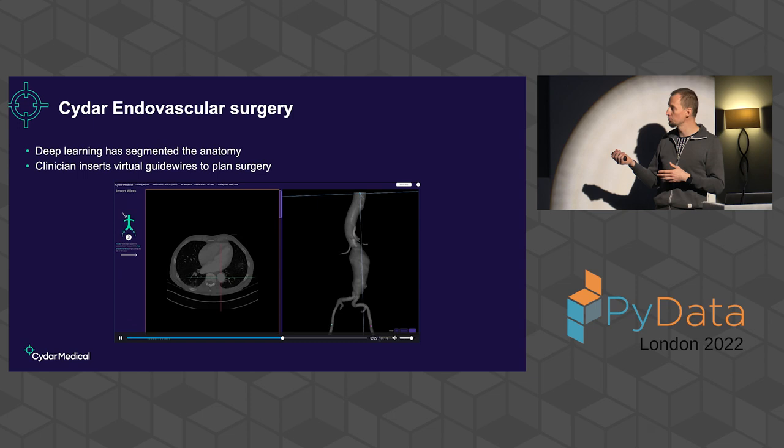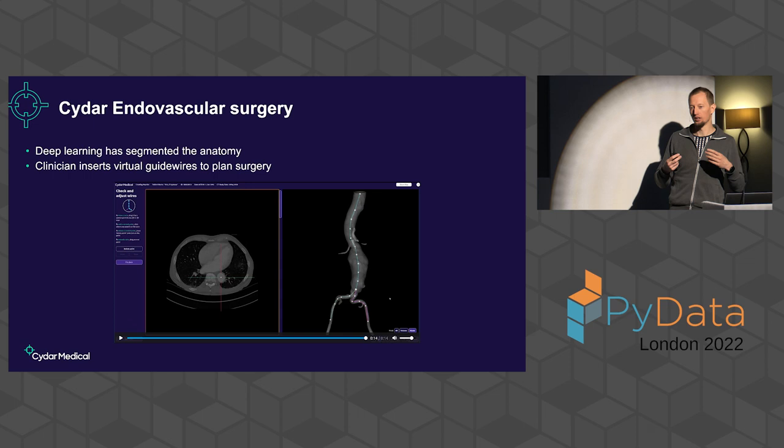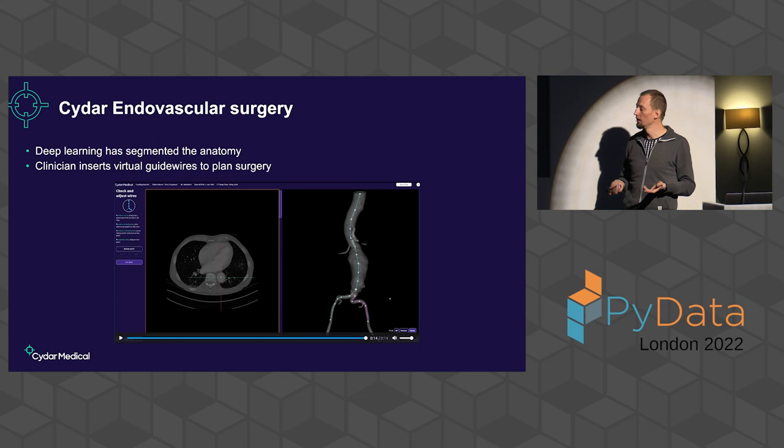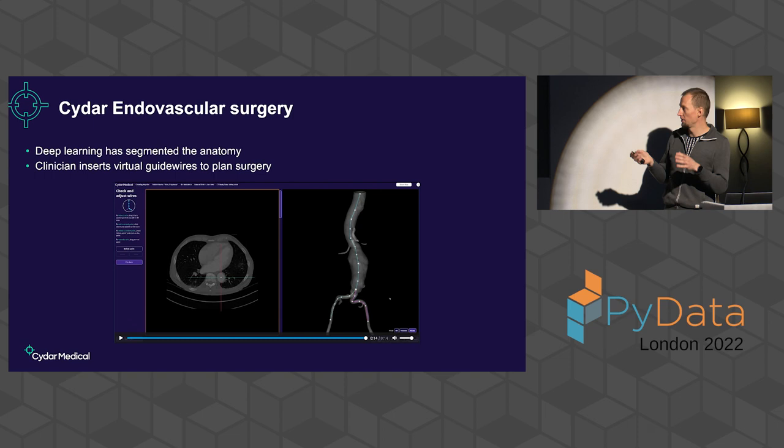Previously, before this model was introduced, clinicians needed to do it manually using some region growing and tools for correcting the segmentations. And it took quite a lot of time. Applying this algorithm saves them 20 minutes for every case they work on, and they can focus on what they want to do, which is they insert those virtual guide wires that help them during the operation and plan and decide on what to do.